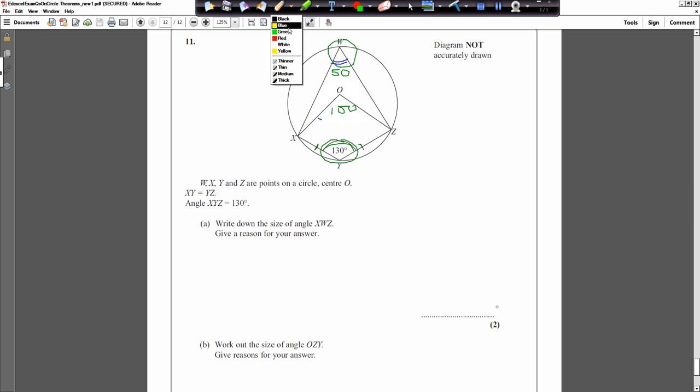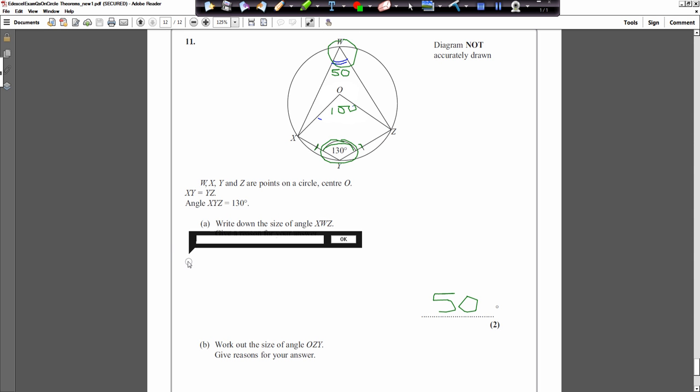Okay, done. Okay, are we happy with those angles now? So we have to give the angle, there's 50, and we're going to say why. So let's put 50 down here. It says give a reason for your answer.